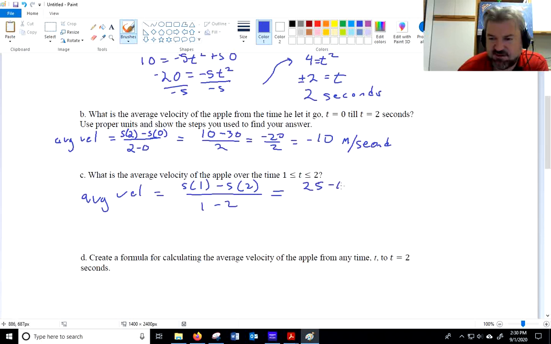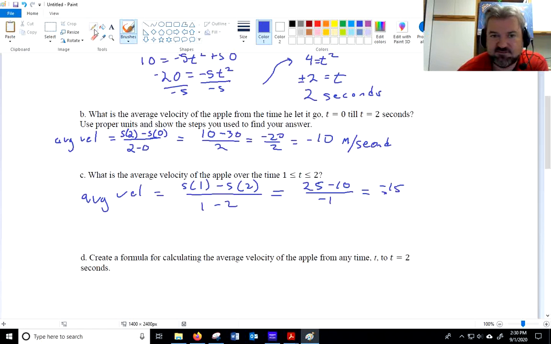The position at 2 was 10, right? And that's a negative 1. So this is a negative 15. Positive 15 over negative 1, which is a negative 15. That's the answer.